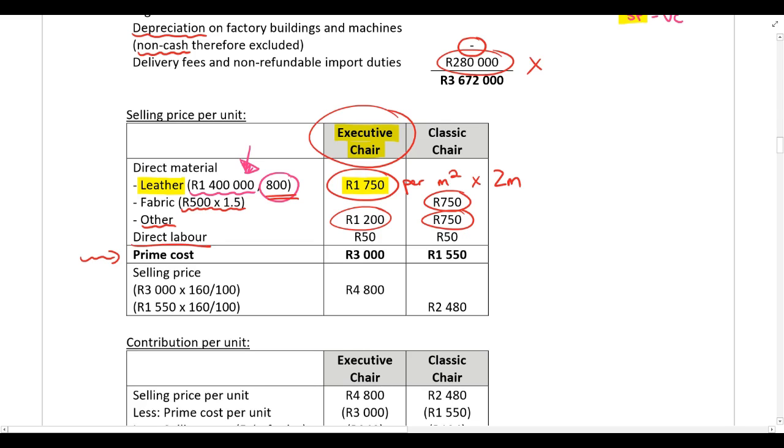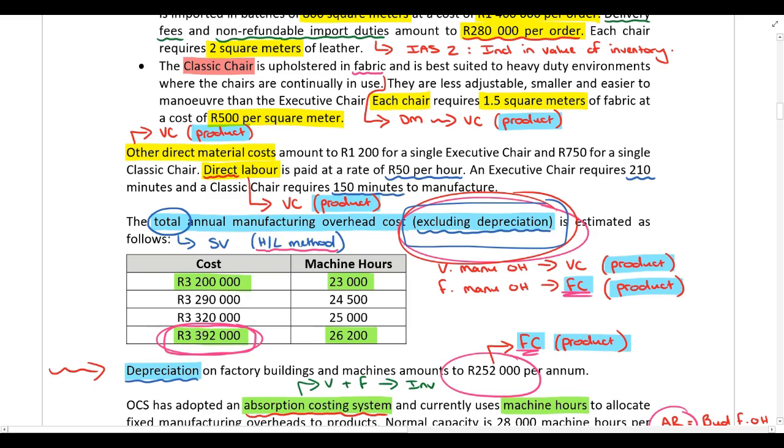Direct labor, over here we have a problem. That 50 Rand over there is the labor rate per hour. You need to multiply that by the number of hours that it takes to make each unit, and that will then give you the labor cost per unit.